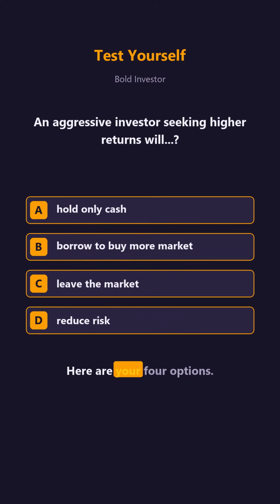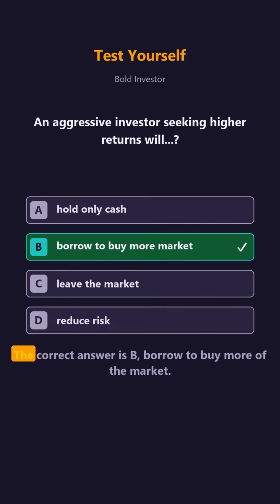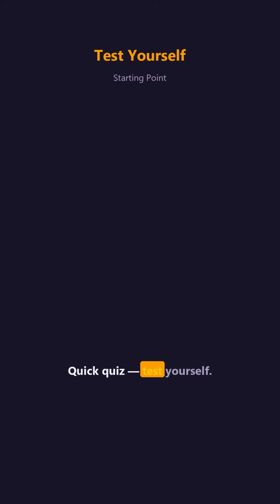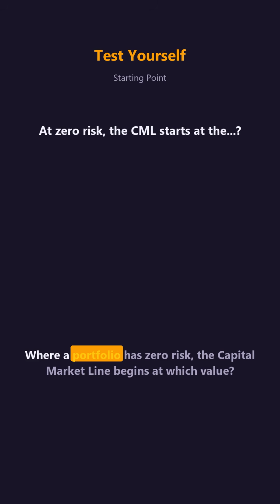Here are your 4 options. Pause the video and solve it now. The correct answer is B, borrow to buy more of the market. Leverage pushes them past the market portfolio for higher risk and return. Quick quiz, test yourself. Where a portfolio has 0 risk, the capital market line begins at which value?